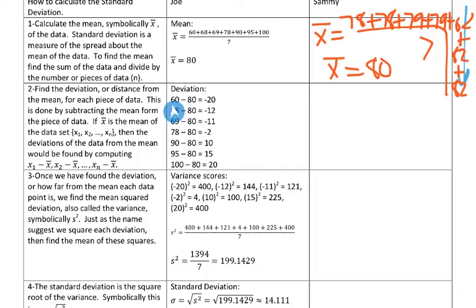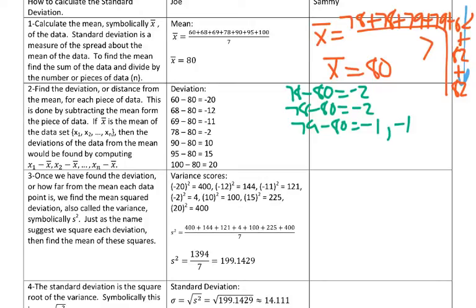So the next step is we have the deviation. To find the deviation, you take those original scores and subtract 80 from them. In other words, you're trying to find the difference, essentially how far away from the average these numbers are. So we do the same thing. 78 minus 80 would give us negative 2. We do it again. 79 minus 80 would be negative 1, and we do that twice. And then 82 minus 80 would give us 2, and we do that 3 times.